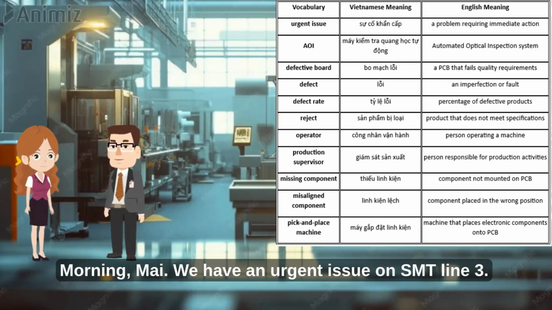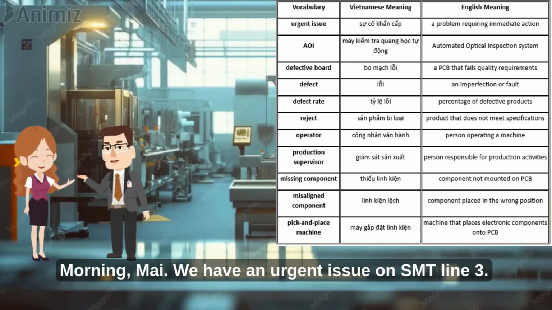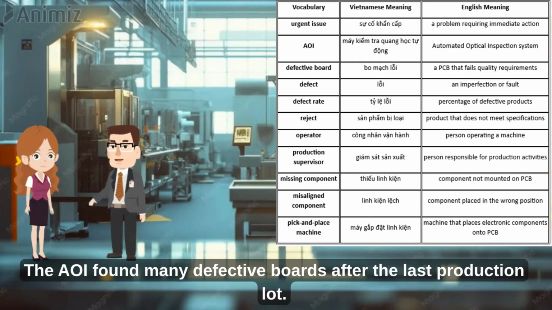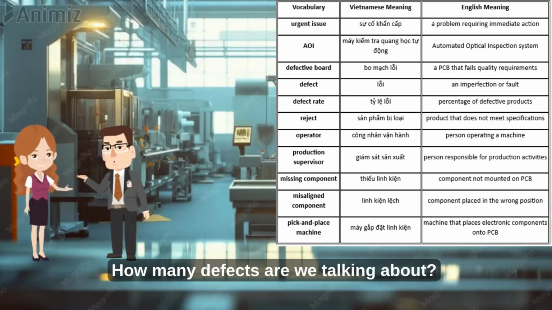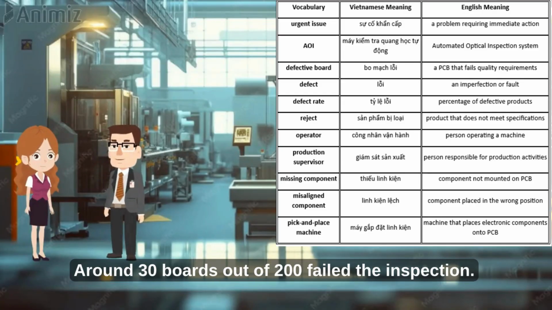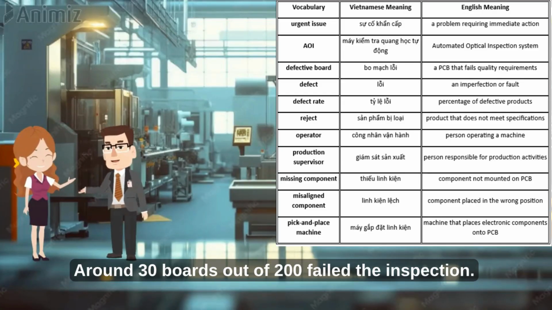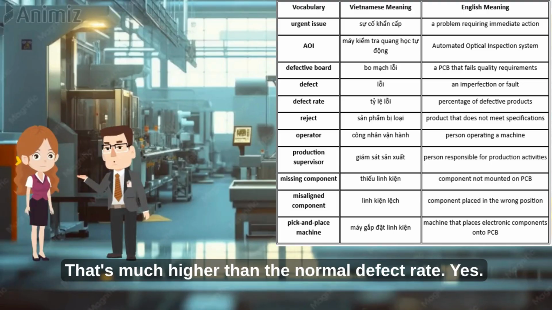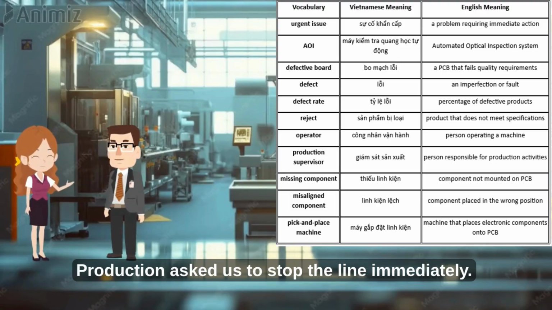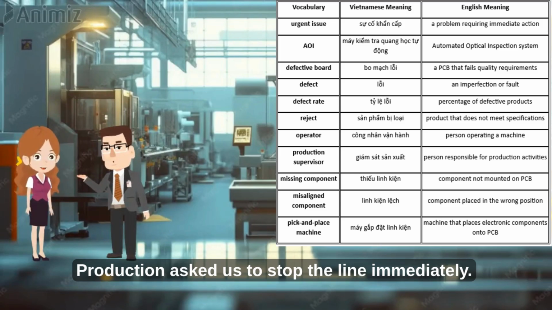Morning, Mai. We have an urgent issue on SMT Line 3. What happened? The AOI found many defective boards after the last production lot. How many defects are we talking about? Around 30 boards out of 200 failed the inspection. That's much higher than the normal defect rate. Yes, production asked us to stop the line immediately.